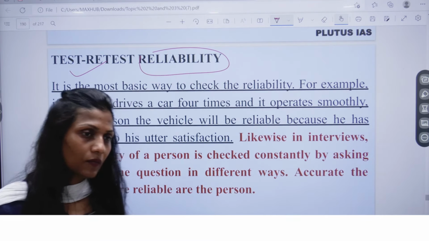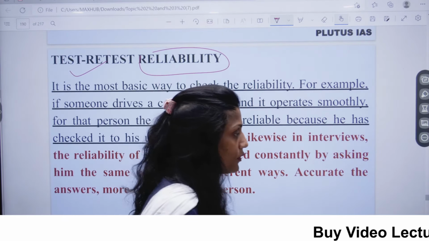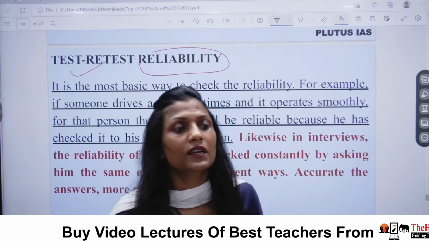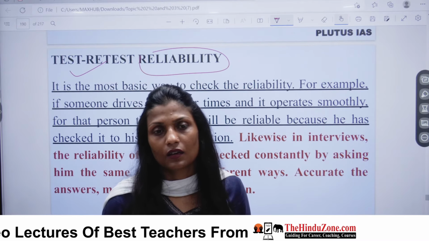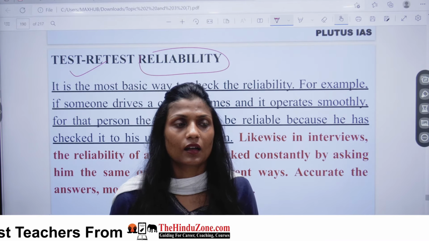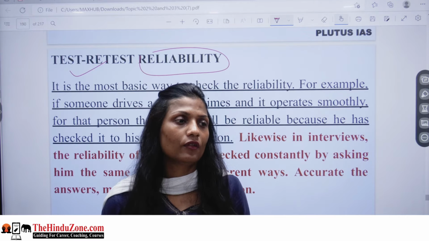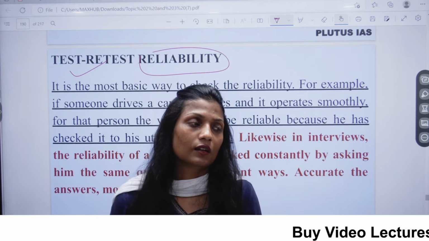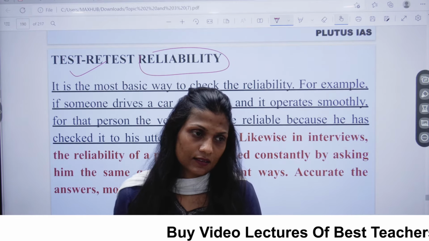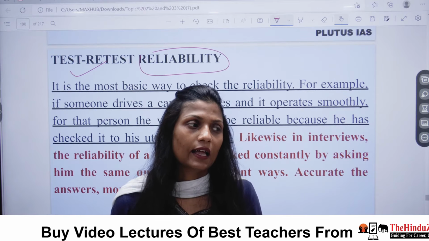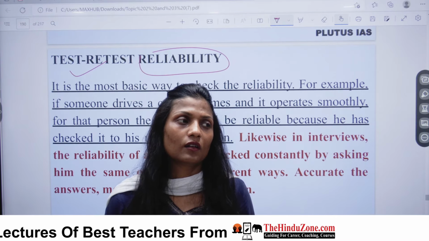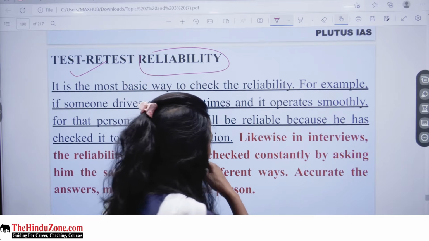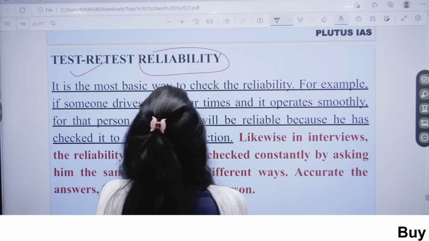Also, if similar research is being conducted by others, and they too have similar or close findings, that ensures reliability of any research. Is this clear?